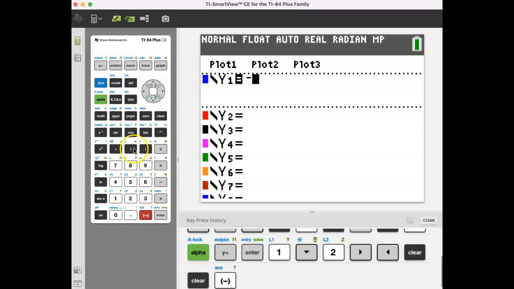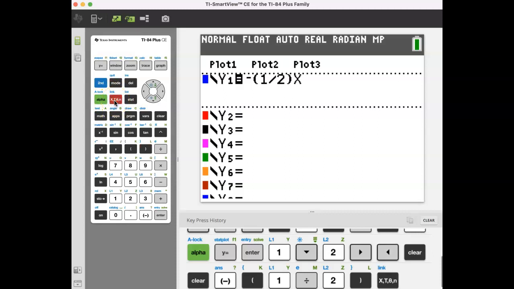We're just going to open our parenthesis. It's above the 8. We're going to put in 1 divided by 2 because fractions are division, and then we're going to close the parenthesis, which is above the 9. For our variable, we're going to use the button to the right of alpha. It says x, tau, theta, n. We're going to use it for x, and then we're going to raise it to the 5th power based off the equation on our warm-up.